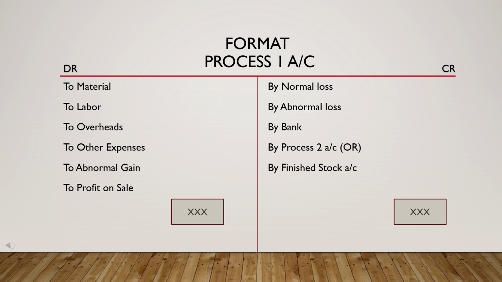And then comes 'by process 2 account' or 'by finished stock account'. So here whatever is produced from process 1 is either transferred to the next process, which is process 2, or if this is the final process, then it is transferred to the finished stock account. Here again, this finished stock account is calculated on the cost price.